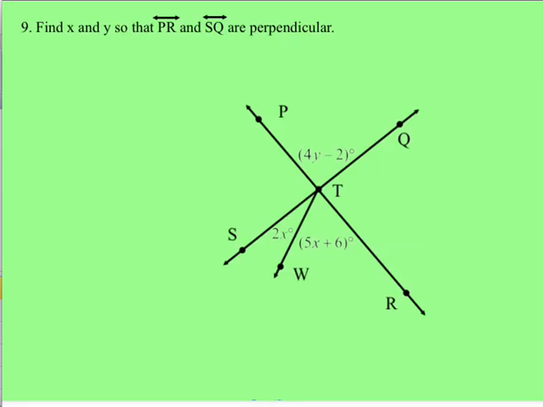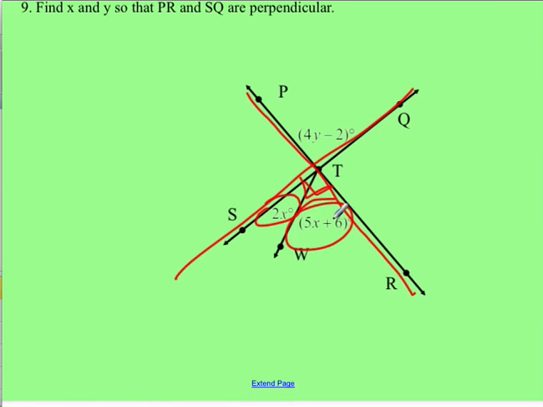Let's take a look at this last problem here. For number 9, it says find x and y so that PR and SQ are perpendicular. PR is this line and SQ is this line, which means that this angle right here needs to be a right angle. I notice that I have 2x and I have 5x plus 6. So I need to find first x that would make that a right angle.